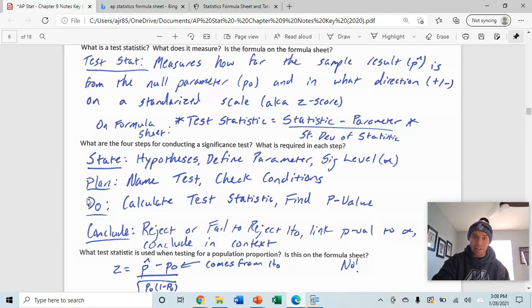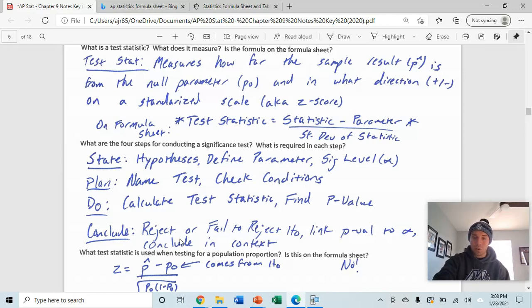Third thing, you're going to calculate the test statistic and find the p-value. I'm going to show you how to do it by hand. I'm also going to show you how to use the calculator to do it. My personal recommendation is to use the calculator. I think it makes your life a little bit easier. So I'm going to recommend that you use the calculator when you're doing these examples.